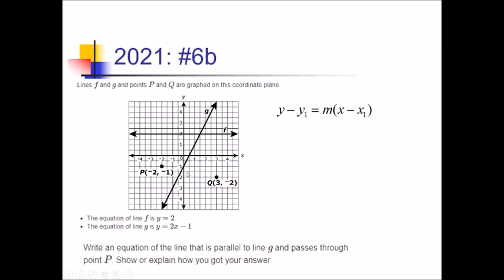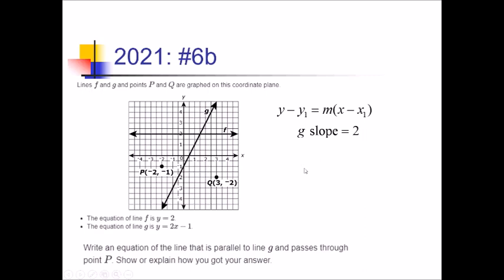So for G, there's two ways to find it. You can just look at the graph. We're going up 2 over 1, up 2 over 1. So that's a slope of 2 just visually. But also, if you look at the equation, 2 is in the m spot for the G equation, which is in y equals mx plus b form. So any way you look at it, 2 is the slope of line G.